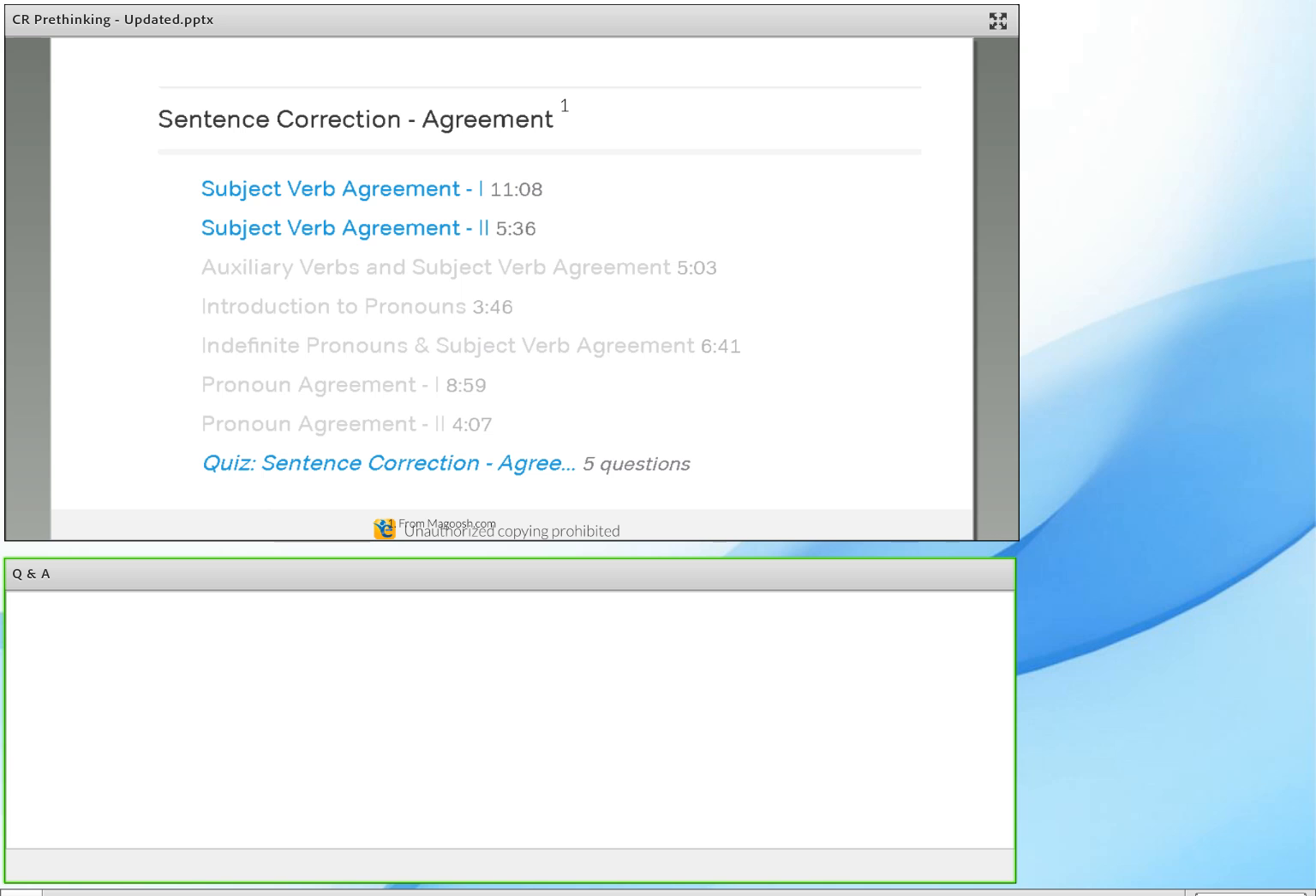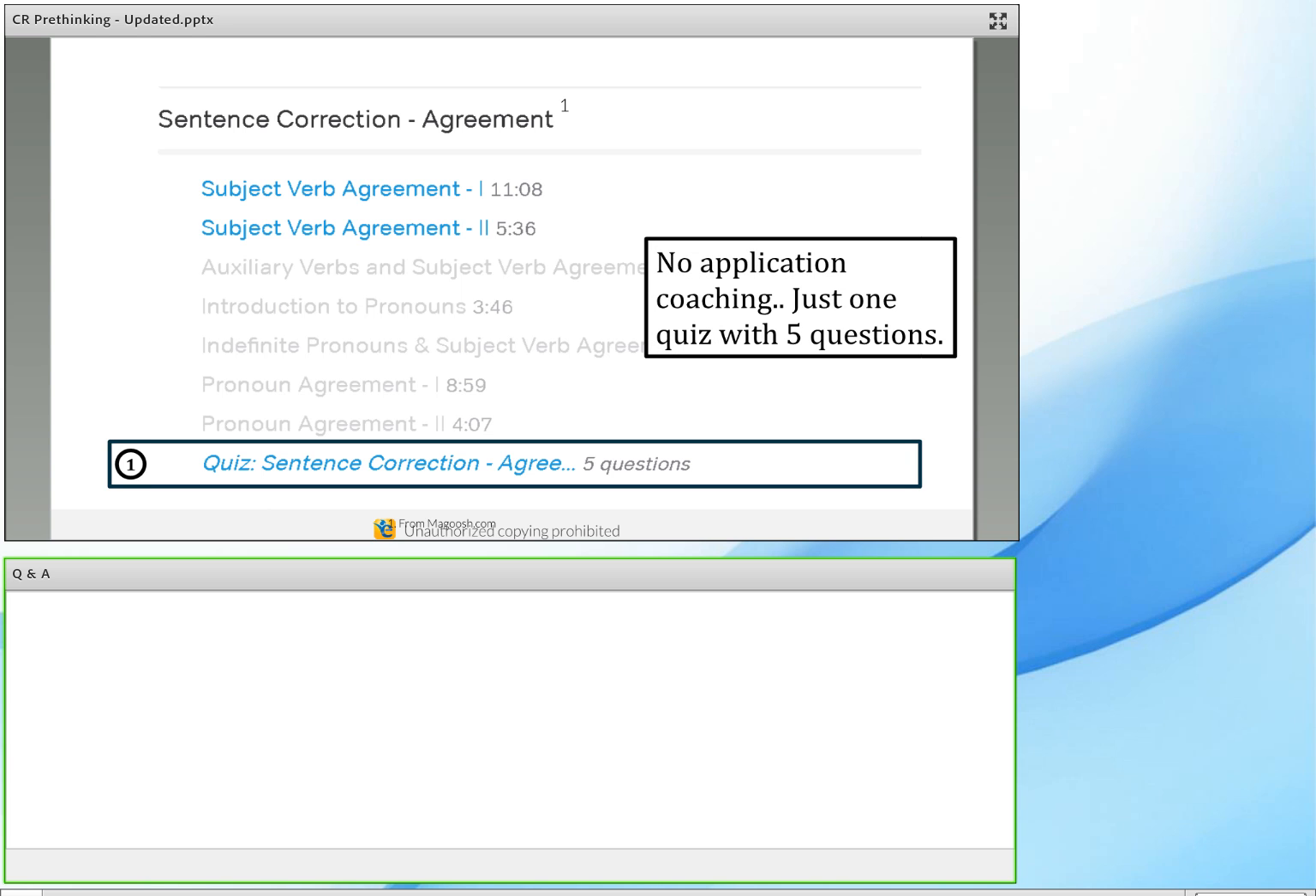Again, when you compare this with the Magoosh course, what you find is there is no application file. There is a practice file which has no score over here. Again, the intent over here is just to give you practice and not to teach you application.